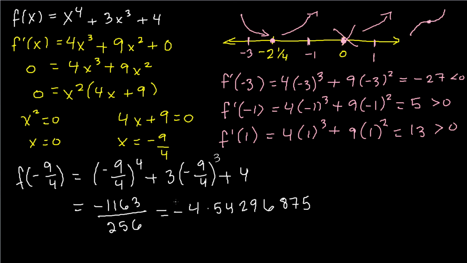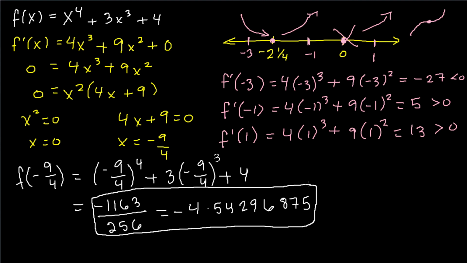4.54296875. And yes, this is much more accurate than Desmos, because on Desmos we got negative 4.543. And to quote the astronaut from Hidden Figures, I'll take every digit I can get. So here we go. This would be your more accurate answer for this exercise.